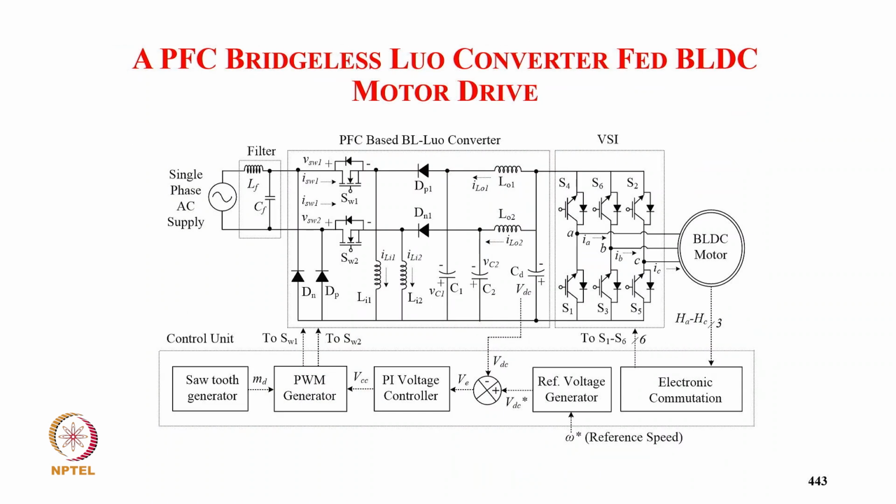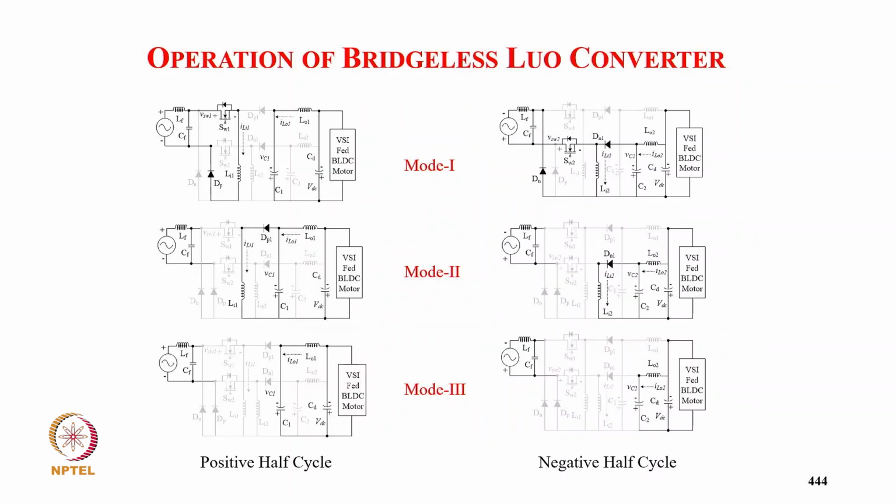Coming to the power factor correction Luo converter, two converters are used for the bridgeless converter, one for the positive half cycle and one for the negative half cycle, and we are not sensing input voltage or input current. We are designing the inductors, and we use electronic commutation. So this is the mode of operation: positive half cycle converter, negative half cycle converter.